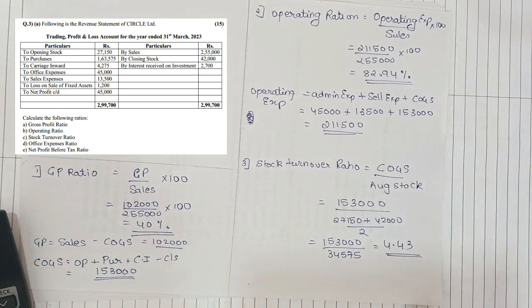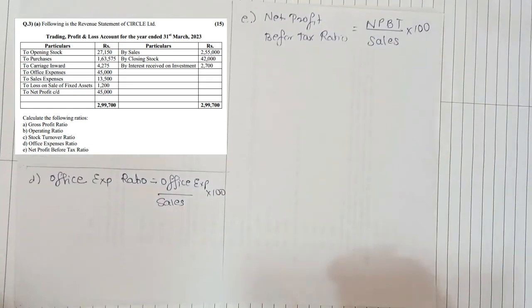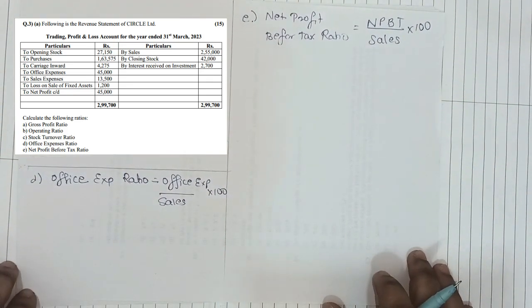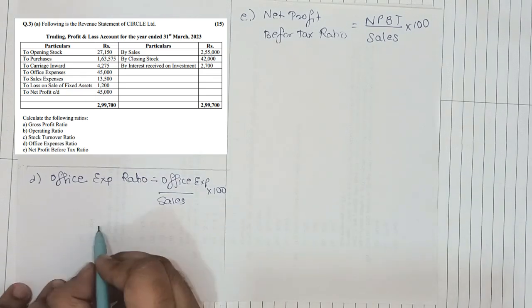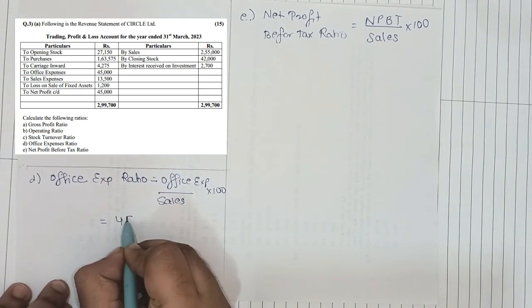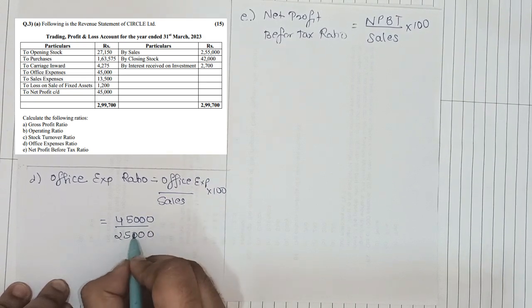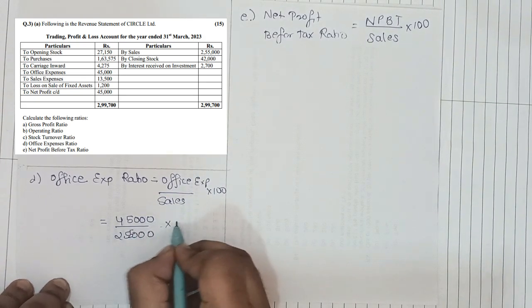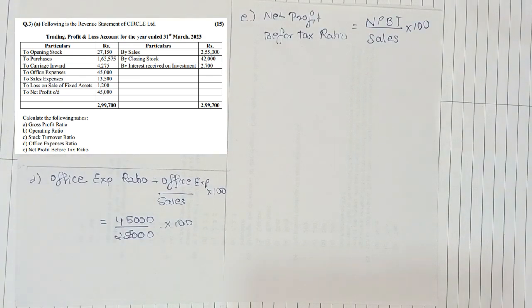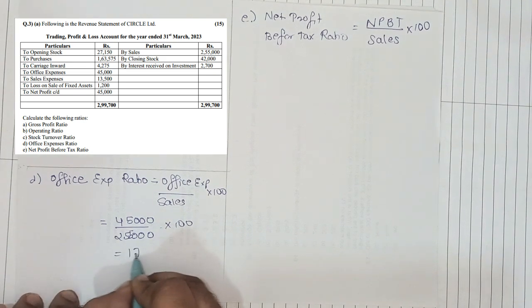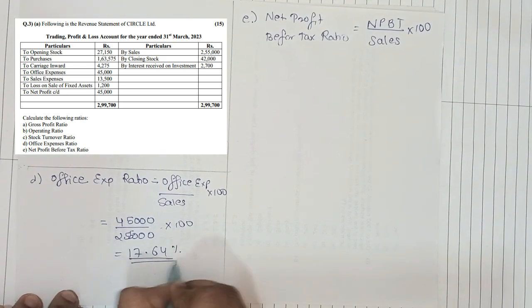Okay, so these are the first three ratios which were asked. Now let us see the next ratio what is asked. Okay, the fourth one was office expense ratio. That is office expense given in the question 45,000 upon sales 2,55,000 into 100. So on the calculator 45,000 divided by 2,55,000 into 100, we get this as 17.64%.